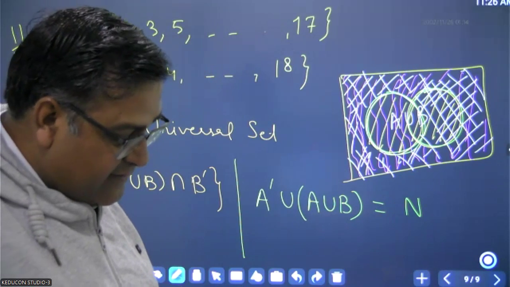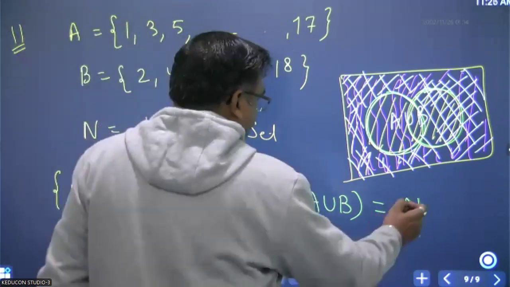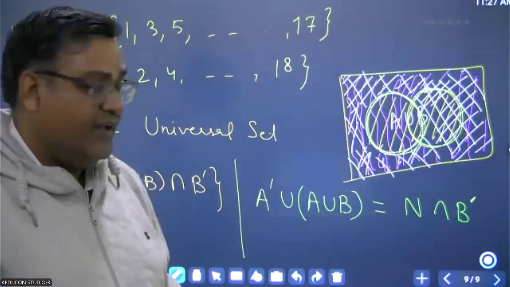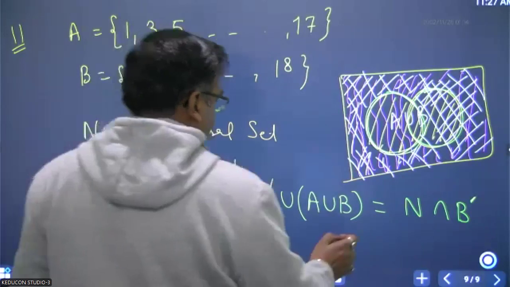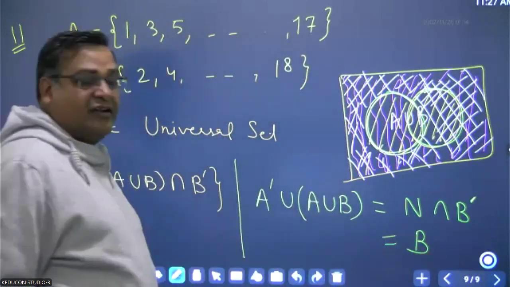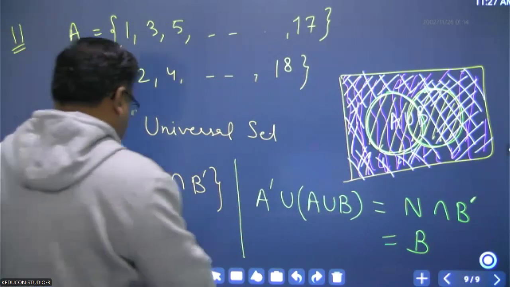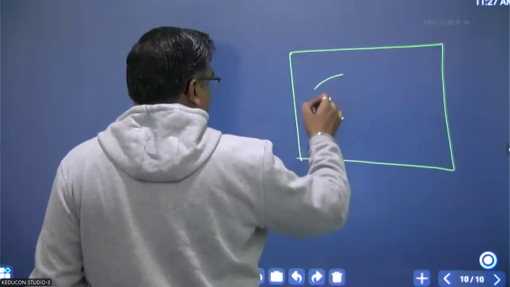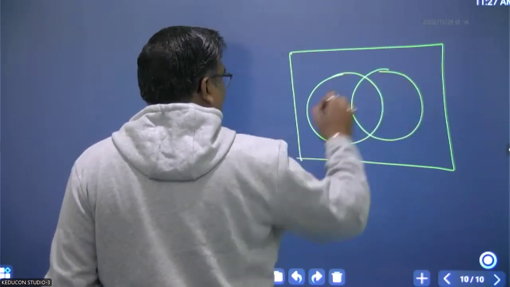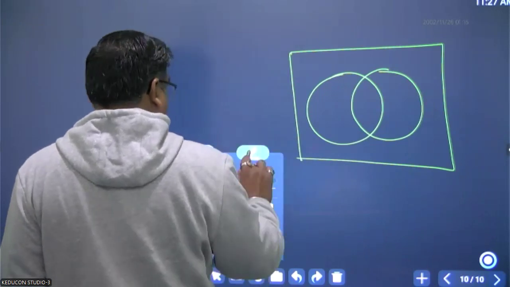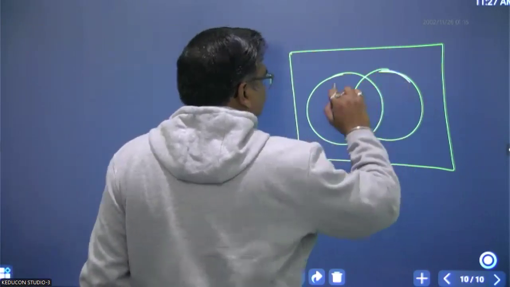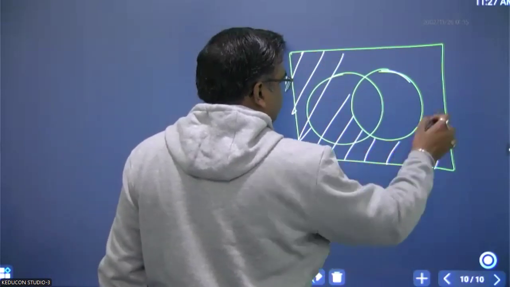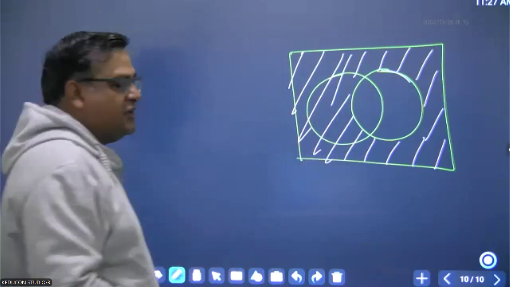Next is N intersection B dash. Now you have to find the intersection. What will be the intersection of N with B dash? N intersection B dash will be B. Let me explain with one more diagram. Right? Now what we have to show, this part is your B dash. This part is your B dash.